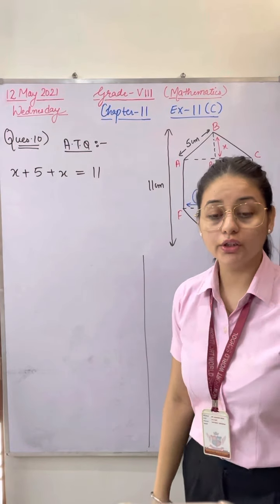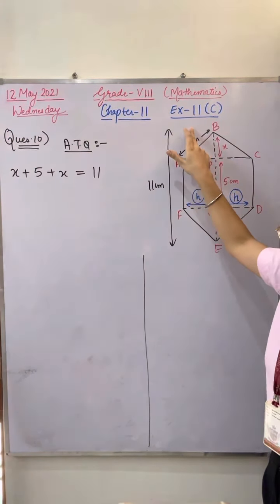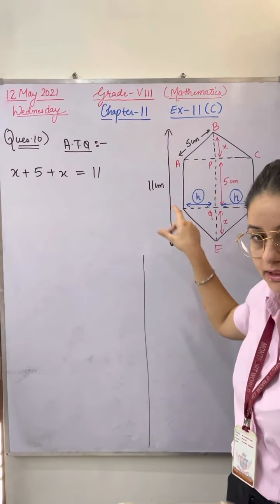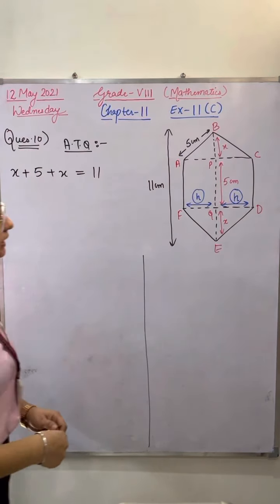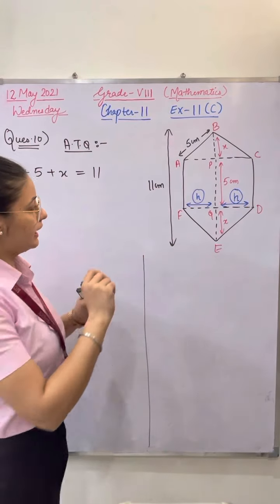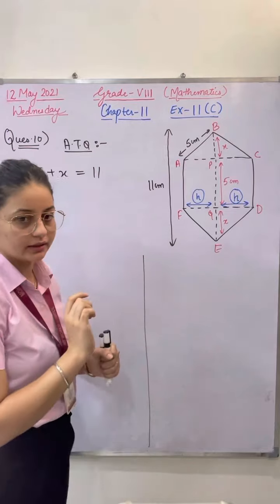Today I'm going to start question 10 of this exercise 11C. This is the last question which was left yesterday, so I'm going to discuss this question with you. In this question, a figure is given to you. In this figure they are saying that the complete height of this figure is 11 centimeter.